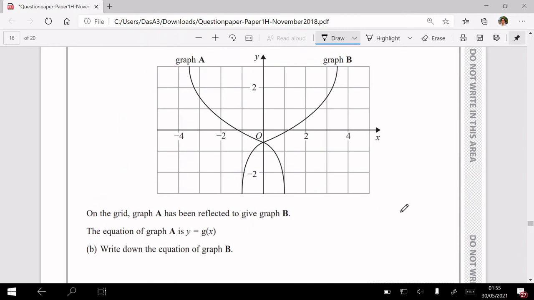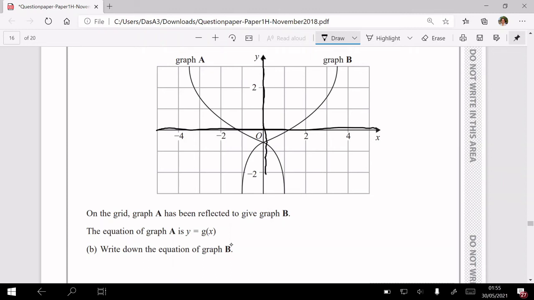Now for part B, on the grid graph A has been reflected to give graph B. The equation of graph A is y equal to g of x. Write down the equation for graph B. So reflection, you pretty much just write it down by adding a minus. But here's the thing, you need to find what the line of reflection is. If you look at it carefully, it wasn't reflected in the x-axis. It was reflected in the y-axis.